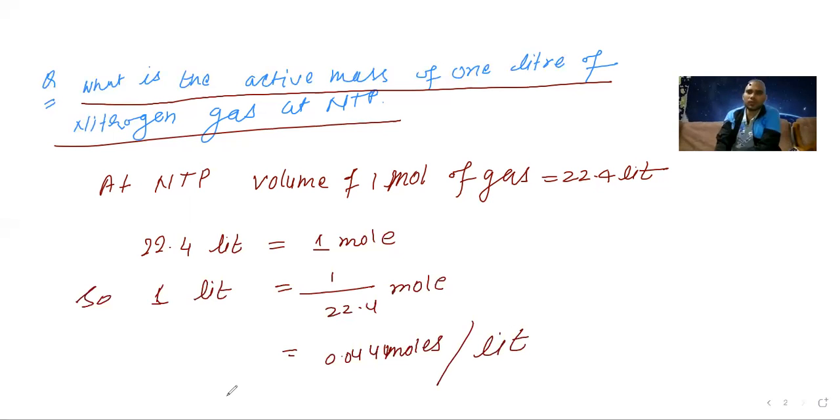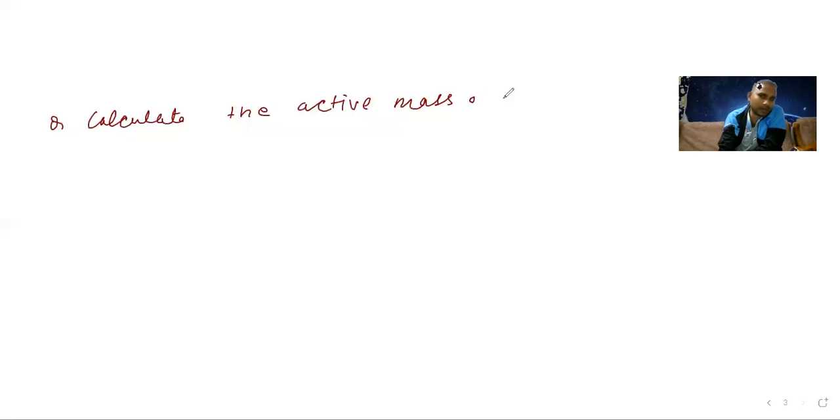Now we are going to solve some more problems on active mass only. Let us try to solve. The question I am writing: calculate the active mass of 5.6 liter of O2 at STP. Right now this is the question they are asking.